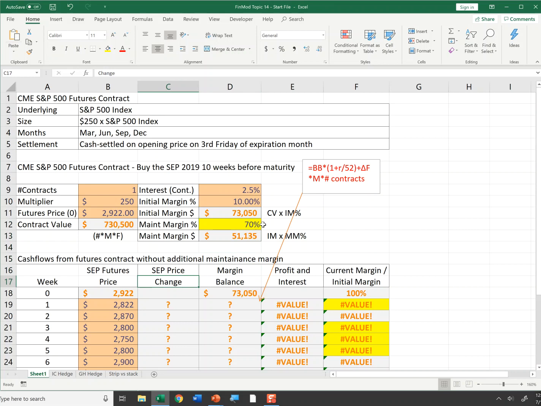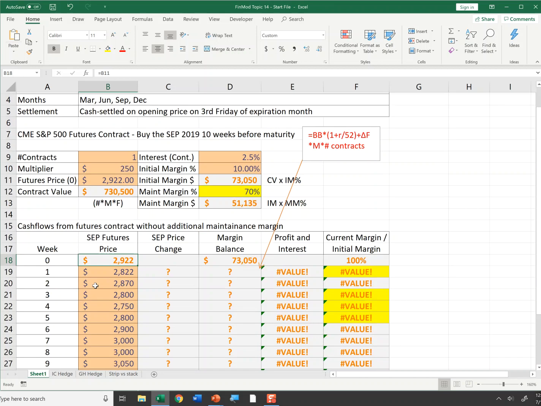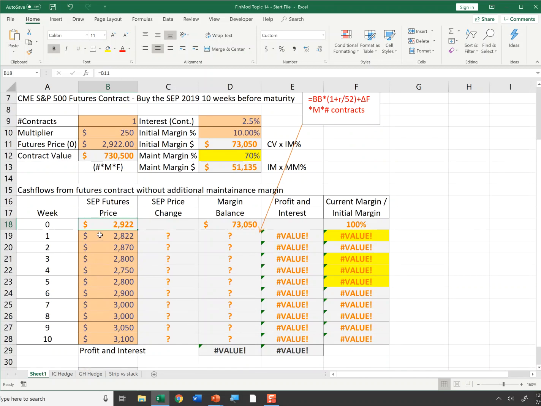And so in period 0, let's go long one S&P futures for September delivery. That futures price on the day I take the position is $29.22. And then let's just say for the 10 weeks till maturity of this contract, these are the prices at the end of each week. And then the contract matures on this date and delivery takes place.